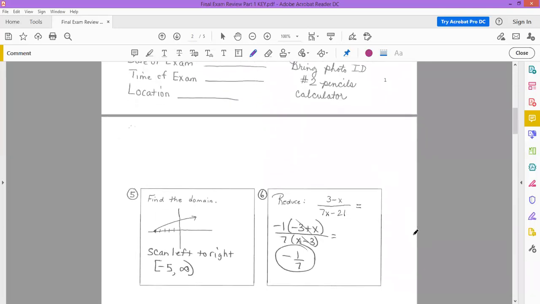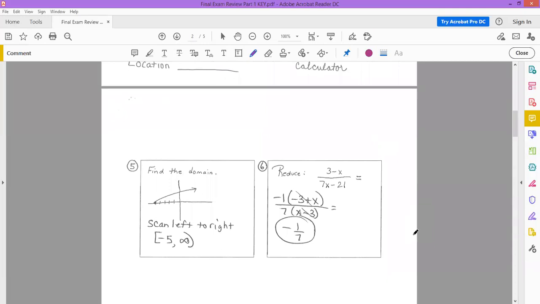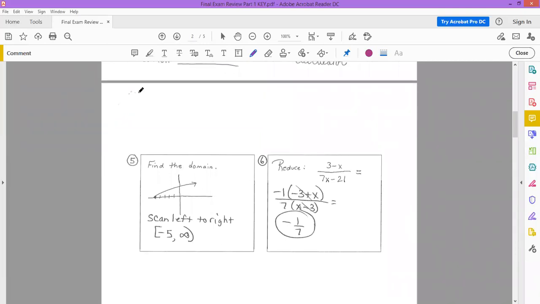Now, example 5, we want to find the domain. Remember, domain stands for the x terms. So we're looking for the x terms when we're given this function. We have a point here where this graph begins, and then it's an arrow indicating that it continues to go on and on forever in the direction of positive infinity. So where do our values for this graph lie as it relates to the x-axis? We're looking for a domain, so we're looking for those values along the x-axis.